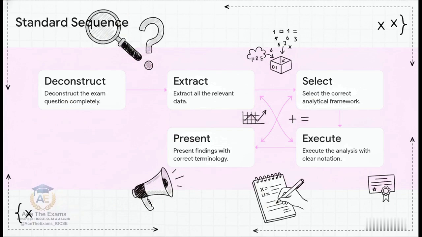So I'm stepping in to rescue the text. Here is our 5-step recipe to completely standardize your approach. Step 1, deconstruct the question. Step 2, extract the relevant data. Step 3, select your analytical framework, graphical or algebraic. Step 4, execute with clear notation. And Step 5, present with correct terminology. Marks are heavily awarded for this exact process.